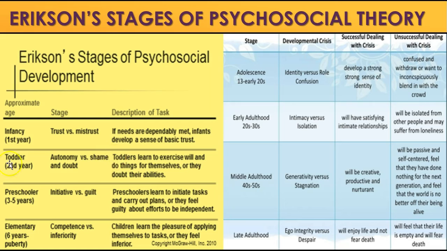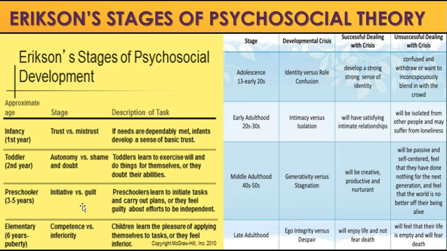Then the next stage is the preschool years, 3 to 5 years. This stage is called initiative versus guilt. And in this stage, preschoolers learn to initiate tasks and carry out plans, or if they can't do it, they feel guilty about not being able to be independent. That is the preschool stage, initiative versus guilt.